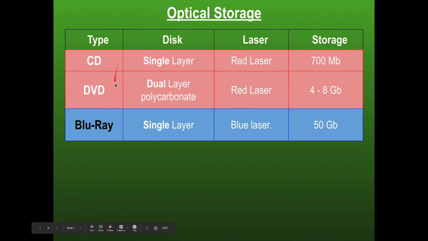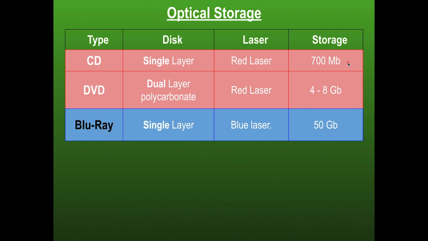So two of them, the CD and the DVD, you see are highlighted in red here. They use a red laser to read them. So you can remember kind of default red laser, and then the Blu-ray is using a blue laser. So that's the easy difference to remember there. Now, Blu-ray stores substantially more data. 50 gigabytes of data can be stored on a Blu-ray as opposed to a CD and DVD.